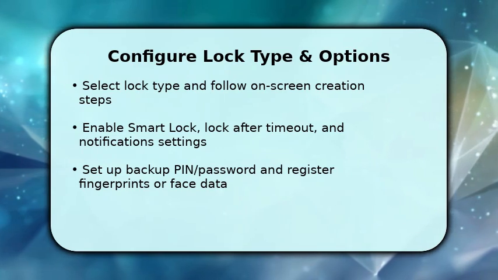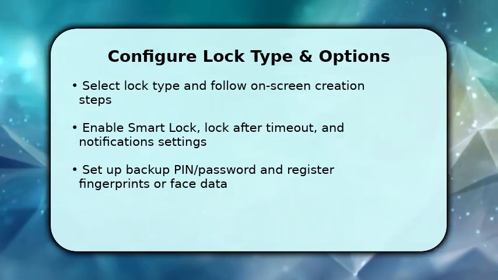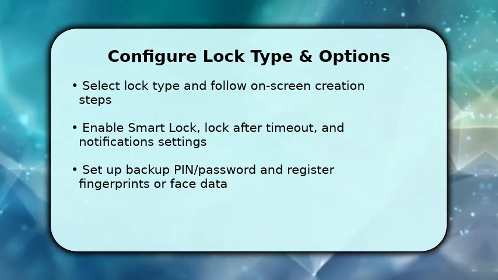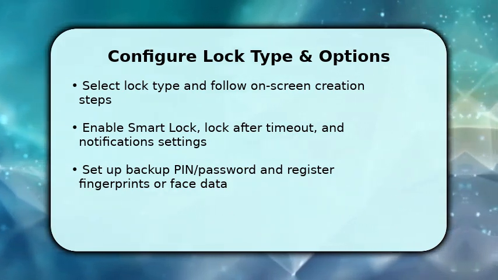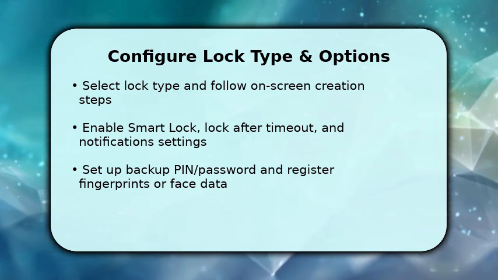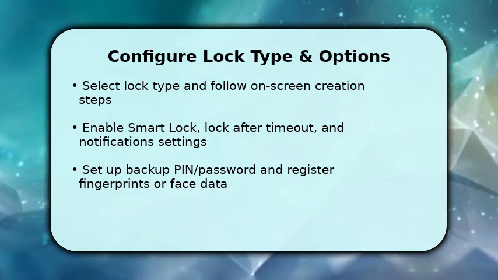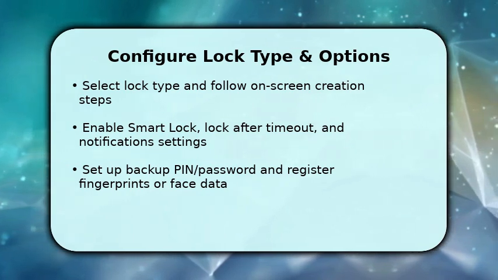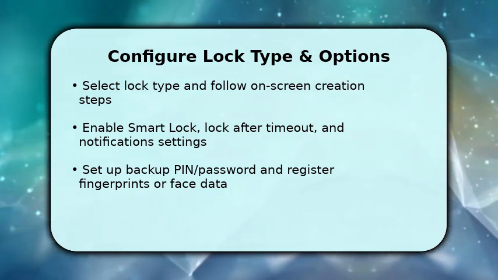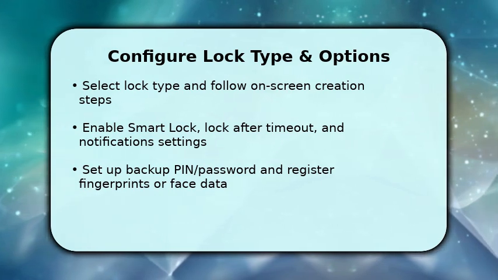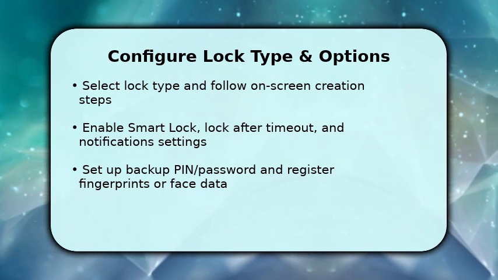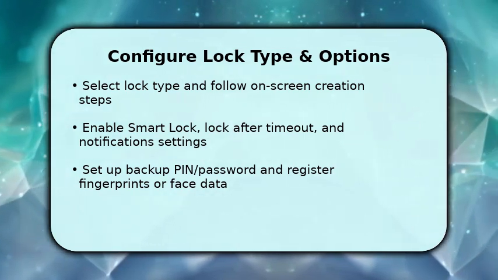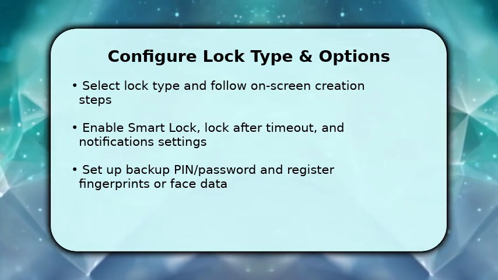After selecting a lock type, follow the on-screen creation steps carefully. Draw and confirm a pattern, or enter and confirm a PIN or password. Once created, explore advanced options like Smart Lock, Lock Timeout, and whether notifications show on the lock screen. These directly affect convenience versus privacy. Make sure to register biometric data and configure a reliable backup unlock method so you're not locked out. Taking time here avoids repeating setup and balances access with security.